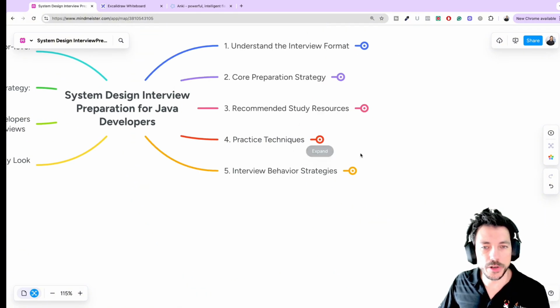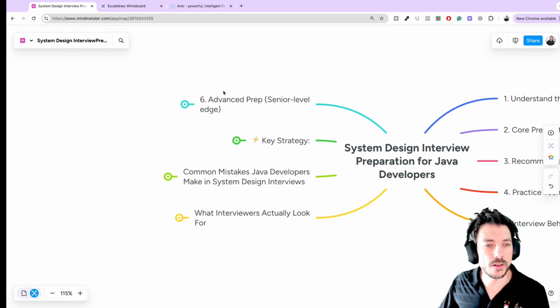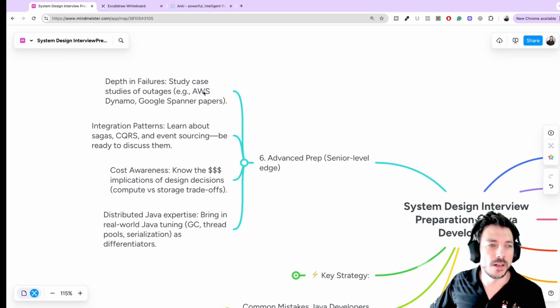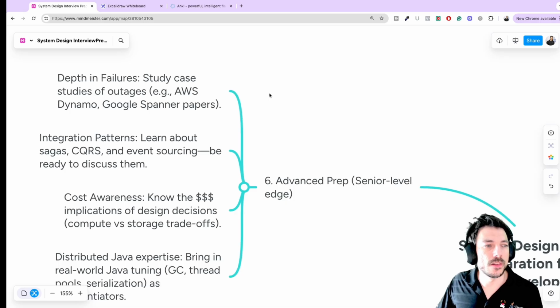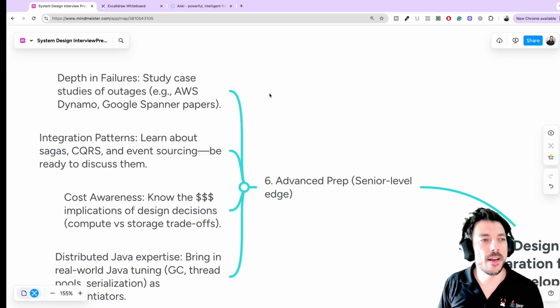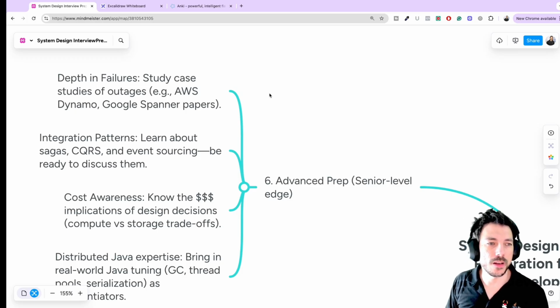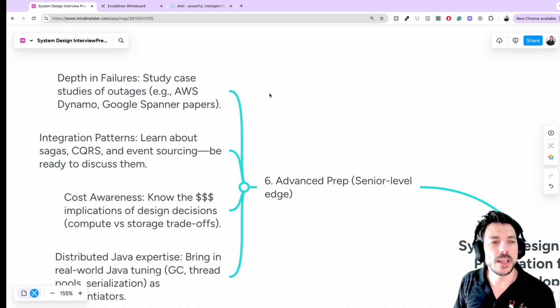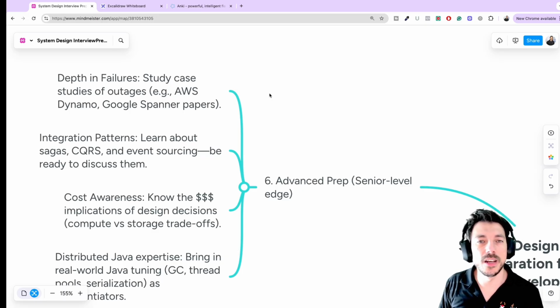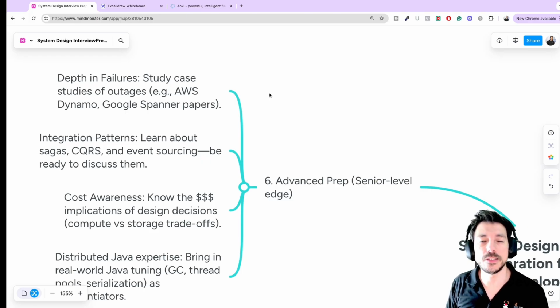Okay, so this is point 5, and now point 6. This is more focused on the senior level. For the senior level, they want to know the depth of your knowledge for detecting failures. You can study cases from AWS and Google Spanner papers. Basically, you need to know how to handle those failures, because it's a fact that when we are working with microservices, they will fail, right?